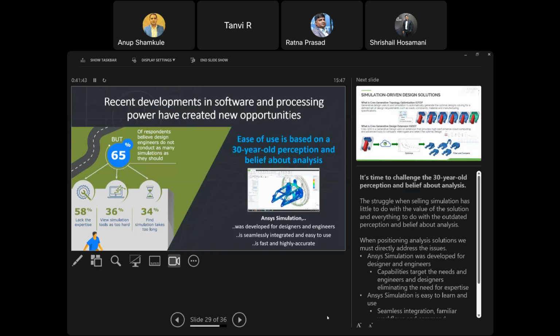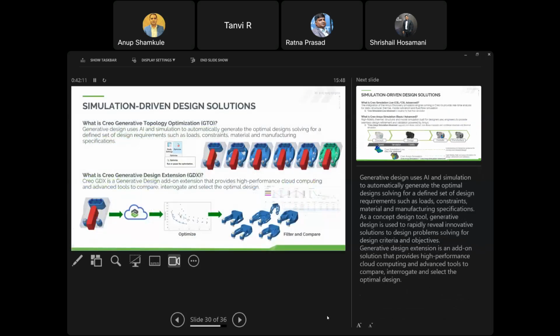And here you can see that the ease of use is based on a 30-year-old perception and belief about analysis. Creo Simulation quickly gives the results. The results are fast, and at the same time accurate. Okay, so these are the simulation-driven design solutions which we discussed.